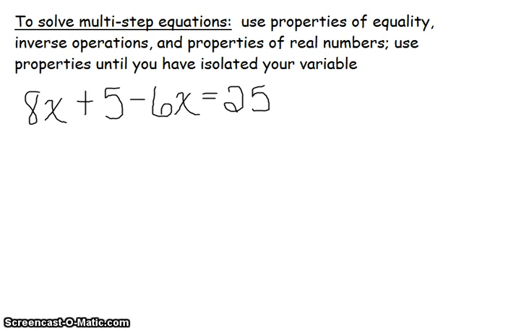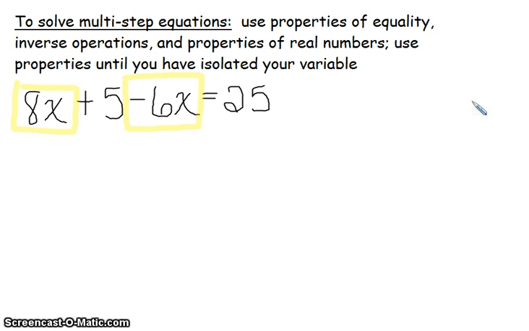One thing you need to pay very close attention to is that your like terms, the 8x, and we carry the sign that's in front of it, the negative 6x, are on the same side of that equal sign. They're not on opposite sides. So I don't have to move one over to the other.